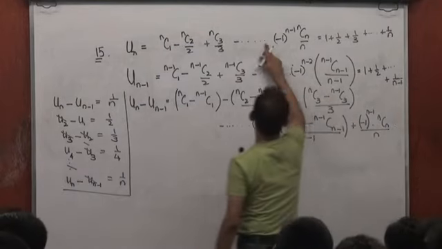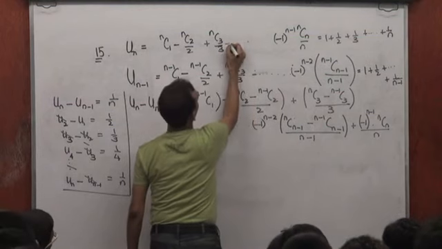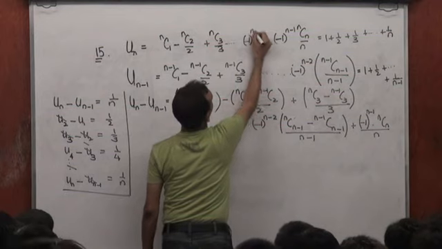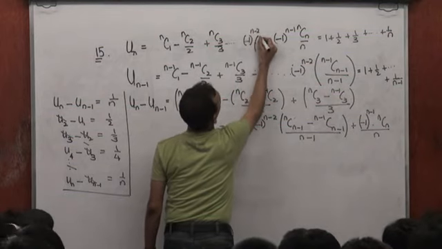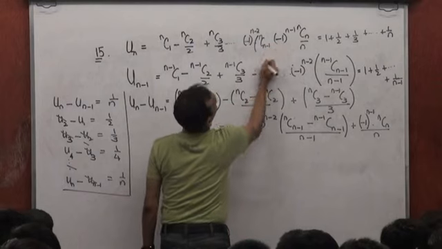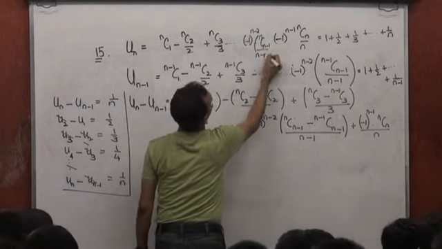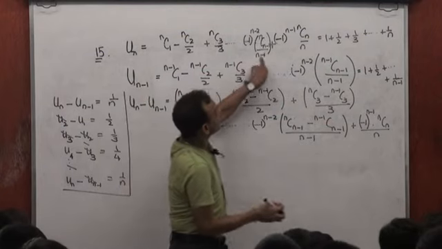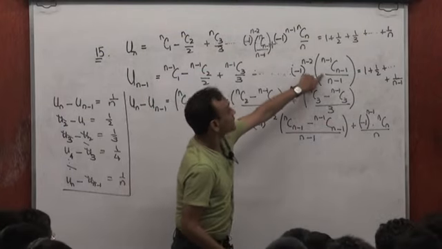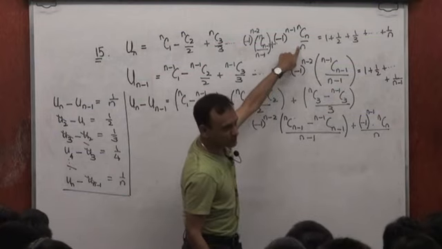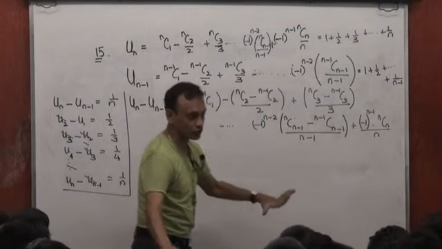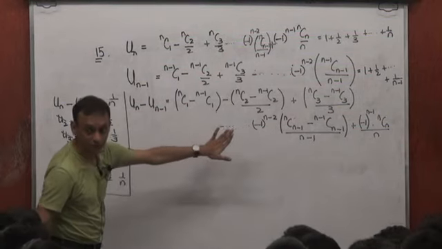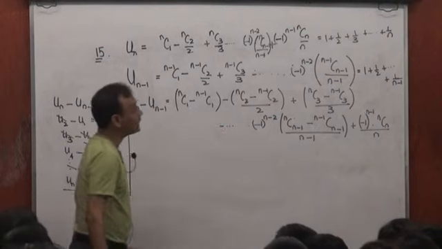See, the term just before this would be what? The term just before this would be minus 1 to power n minus 2, nC n minus 1 divided by n minus 1 would have been the term just prior to the last term. And this would get clubbed with this. This then would be a leftover term, which is this. Yes or no? So far, so good. You realize so far what I have done here? Right?